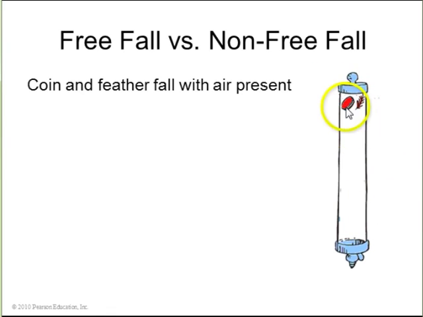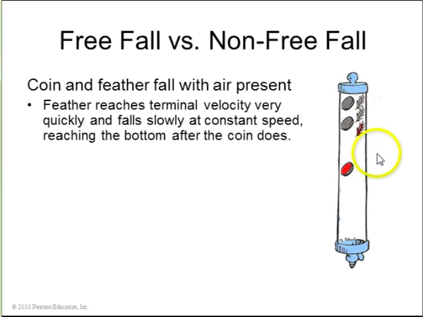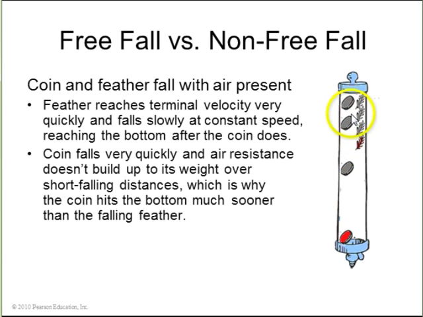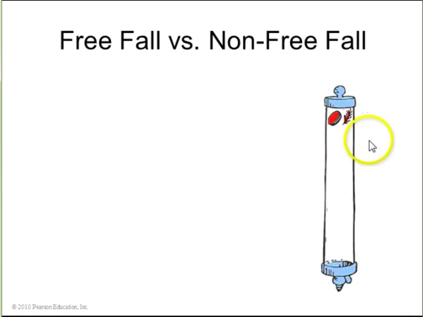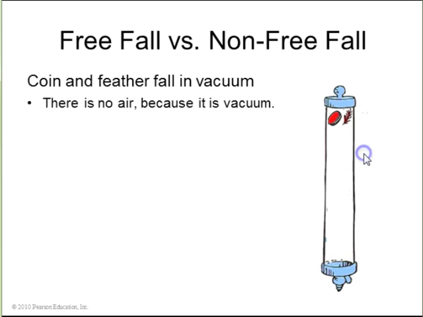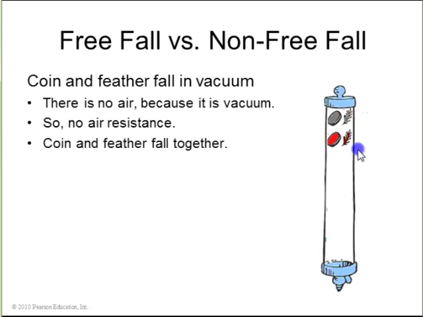So a coin and a feather are both dropped from rest and fall through this column of air. The feather reaches its terminal velocity very quickly, and it falls at a constant speed, reaching the bottom after the coin does. The coin falls very quickly, and air resistance doesn't build up to its weight over short falling distances because it has a larger weight than the feather, which is why the coin hits the bottom so much sooner than the falling feather. However, if you pump out all the air from this jar so that it's a vacuum, then there's no air resistance on either object, and so they fall at the same rate, g.